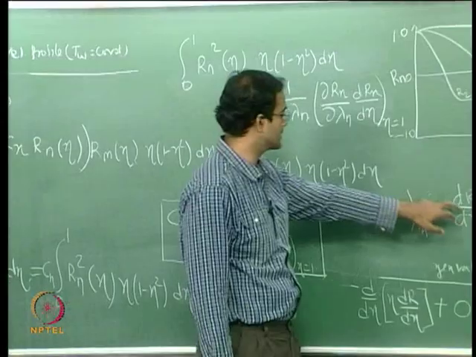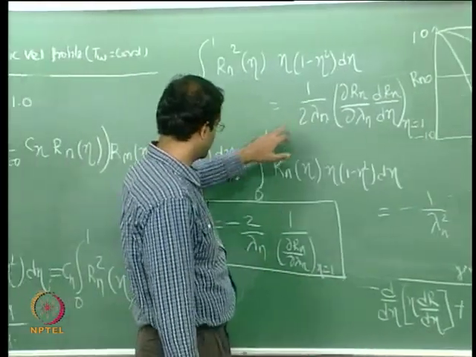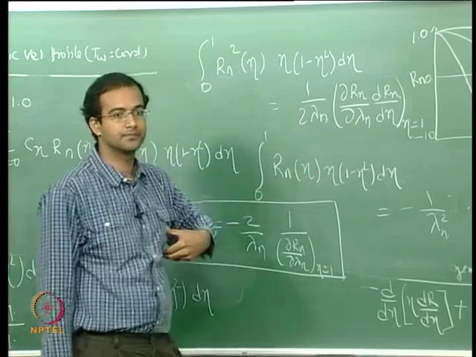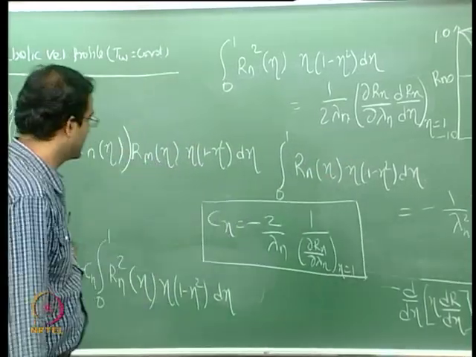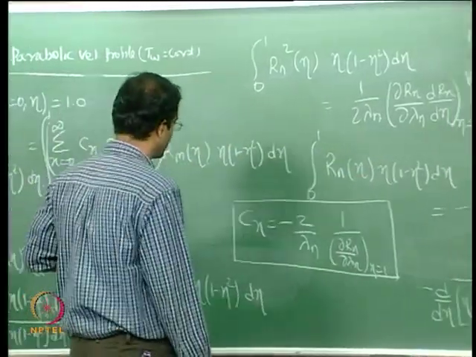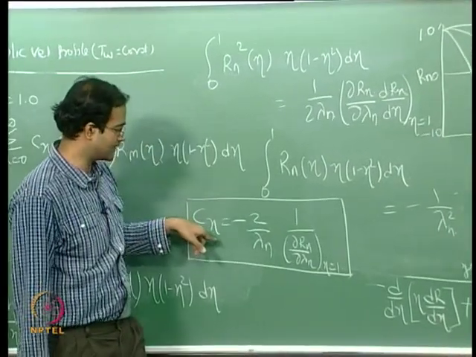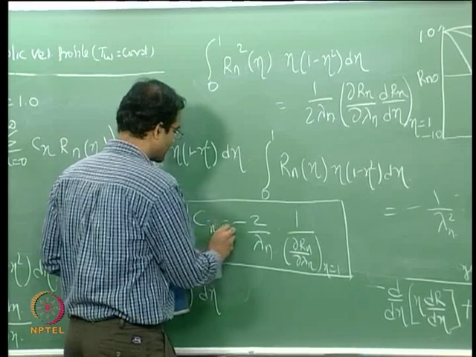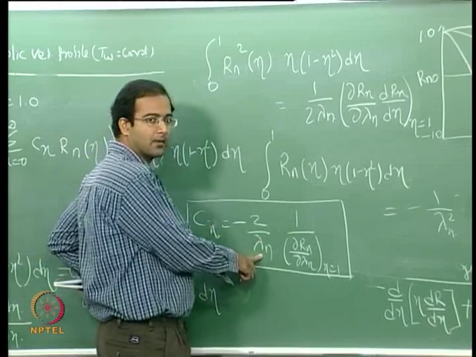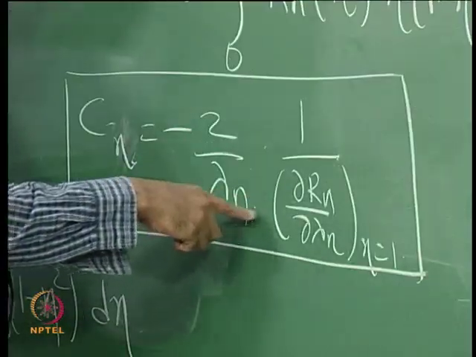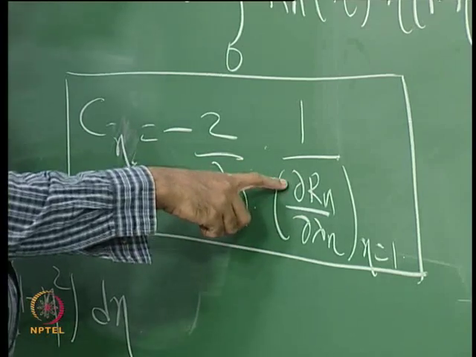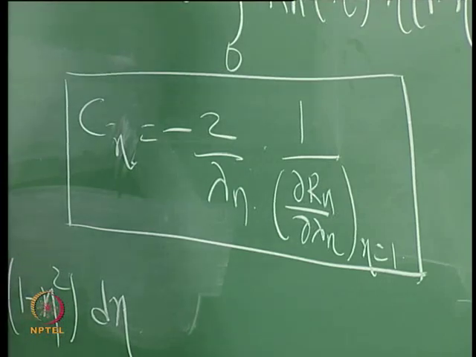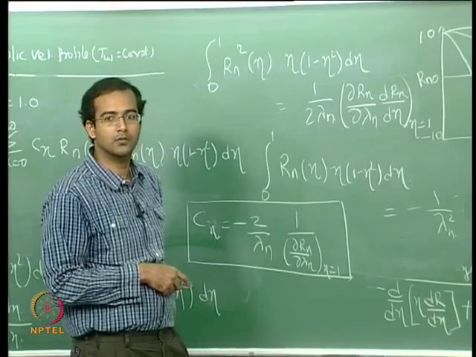Okay, so this and this cancel off. You have minus 2 by lambda n and this in the denominator. So now for calculating this constant C as a function of n, this is a function of n. For different values of eigenvalue lambda 0, lambda 1, lambda 2, I need to know the derivative of the eigenfunction with respect to lambda, corresponding to eta equal to 1.